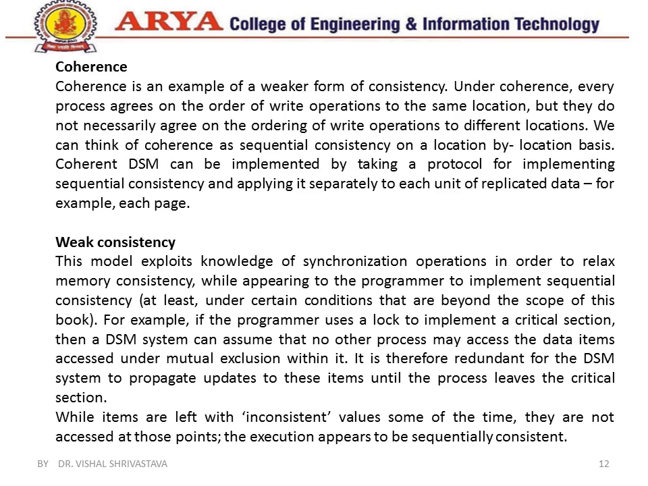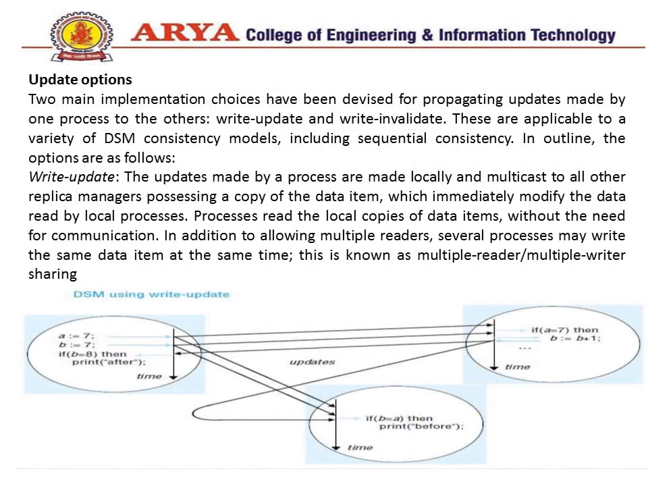While some items are left with inconsistent values, they are not accessed at those points, so the execution appears to be sequentially consistent. Update options. Two main implementation choices have been devised for propagating updates made by one process to others: write update and write invalidate. These are applicable to a variety of DSM consistency models, including sequential consistency. In outline, the options are as follows.